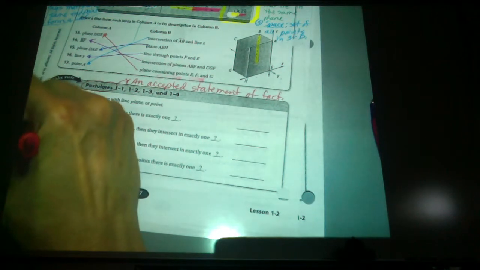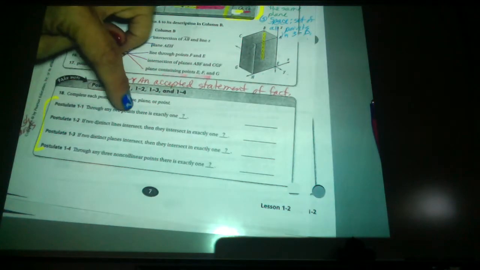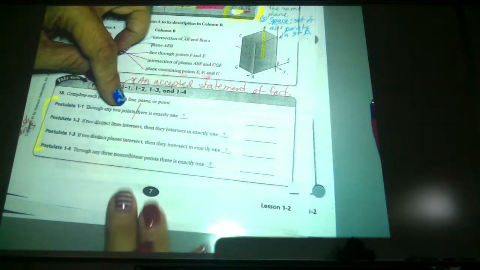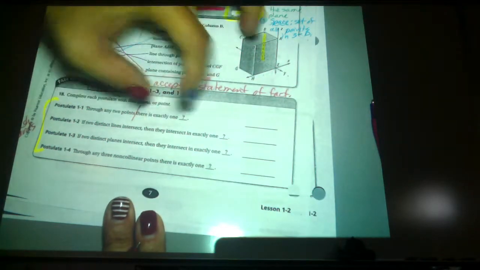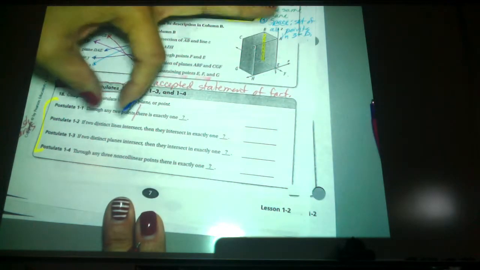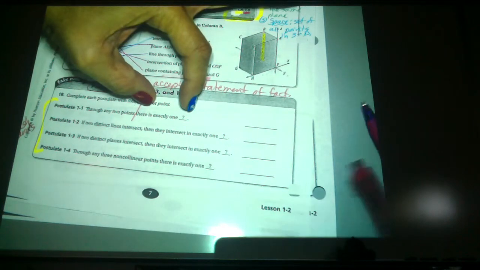So first postulate, these are all flashcards. You want to put these on flashcards, and if I were you, I would put them in what's called if-then form. If this, then that, and we'll work on that later. But I would put on the front of my flashcard, through any 2 points, put a slash there. That would be the front. Through any 2 points, there's exactly one, what?